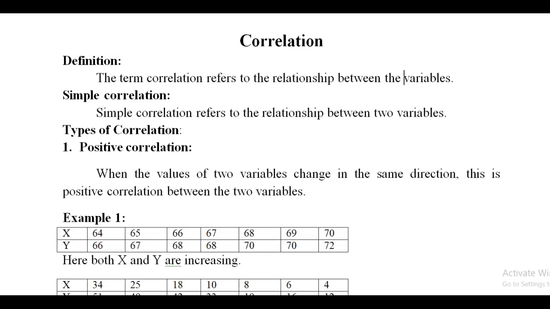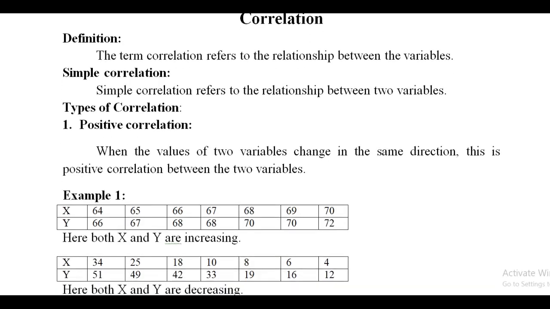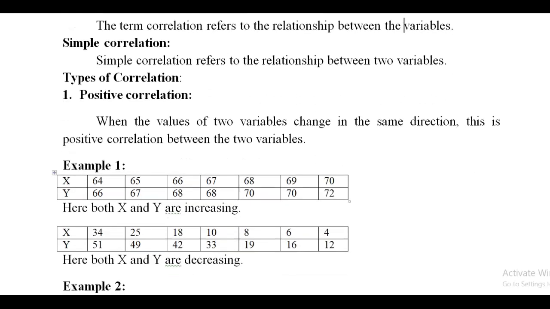Here we are given some examples. Note the values of X and Y. In the first example, X is given as 64, 65, 66, 67, 68, 69 and 70, and Y is given as 66, 67, 68, 68, 70, 70, 72. Here we can see that both the variables X and Y are increasing. This is an example of positive correlation.